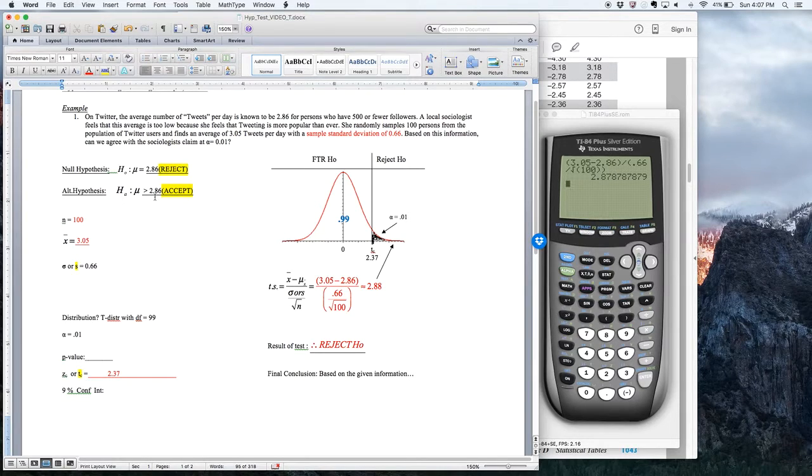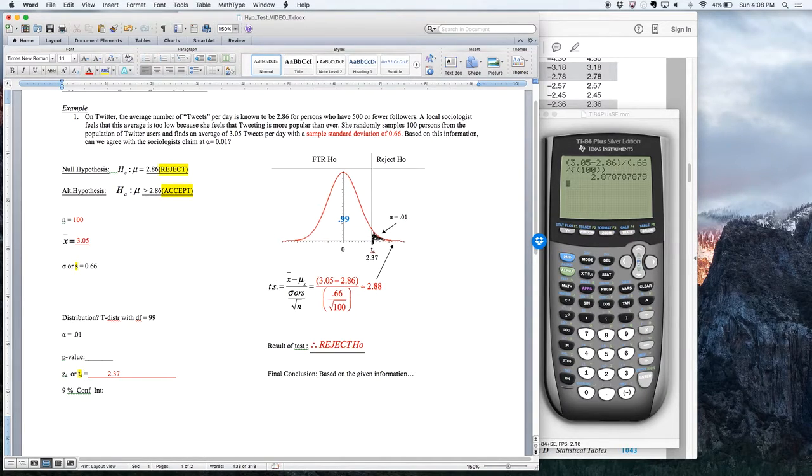All right, so in other words, this sociologist, her saying, hey, I think this is too low, actually looks like she's correct. So based on the given information, it appears that the population mean, in fact, is more than 2.86. Now, listen, we're not saying we know what the answer is. Notice this sociologist isn't claiming, hey, listen, I got the answer. I know what the answer is. No, she doesn't know what the answer is. She's just saying, listen, based on my evidence I have here, I feel that this average is incorrect. I feel, in fact, it is greater than 2.86.